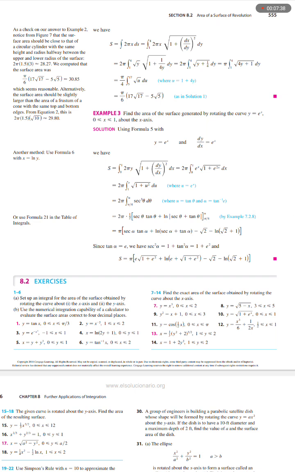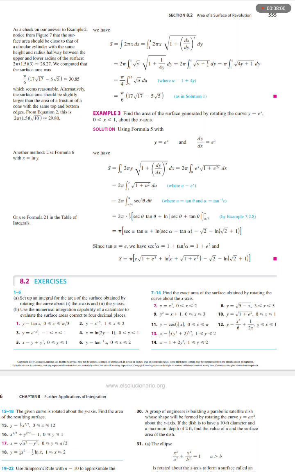Example 3. Find the area of the surface generated by rotating the curve y equals e to the power x, where 0 is less than or equal to x and x is less than or equal to 1, about the x-axis.